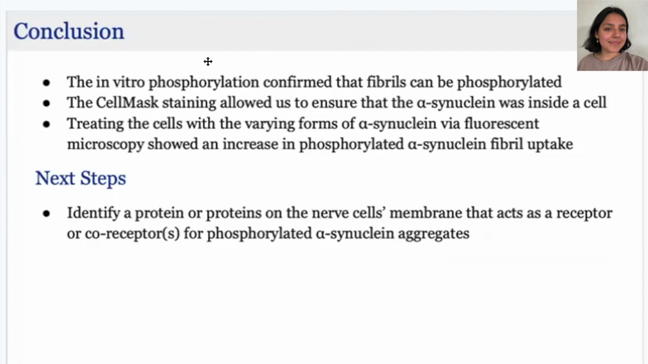The in vitro phosphorylation confirmed that the fibrils can be phosphorylated, and then the CellMask stain allowed us to ensure that the synuclein was inside of a cell, so it did uptake into the differentiated neurons. And then for our next steps, hopefully we can identify a protein on the nerve cell's membrane that acts as a receptor for phosphorylated synuclein aggregates.